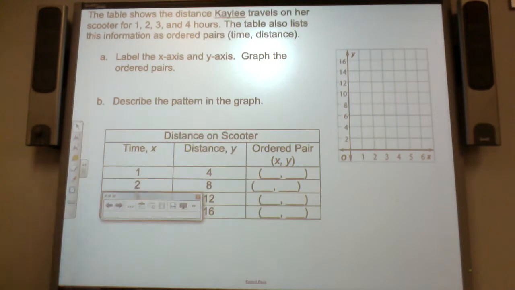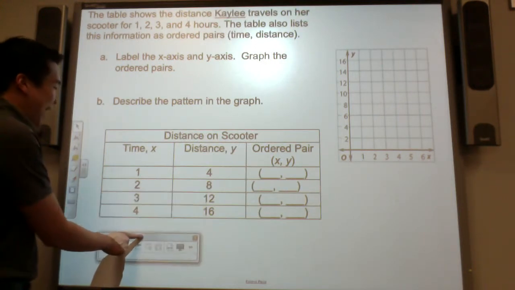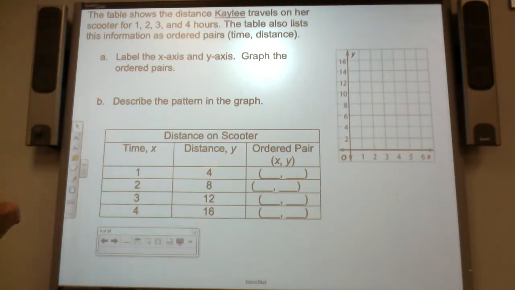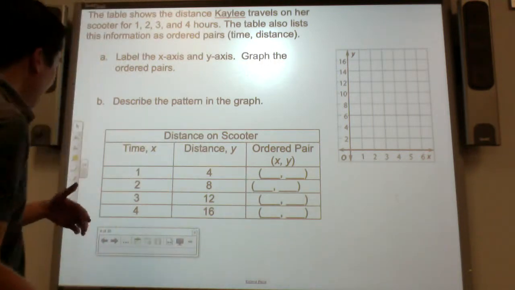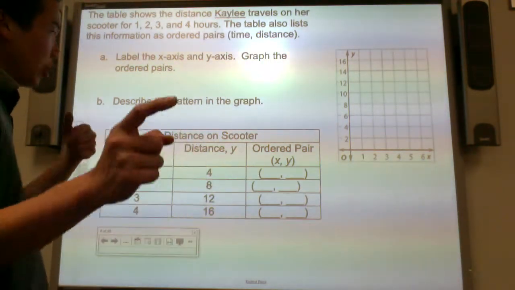Next one. Here's another table. Here's Kaylee. Kaylee travels on her scooter for 1, 2, 3, and 4 hours. The distance also lists the information as order pair, time and distance. They forgot to label our x's. Don't worry, we can do it. And they forgot to complete our table. Don't worry, we can do it.